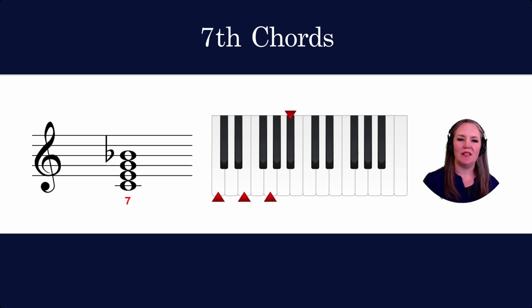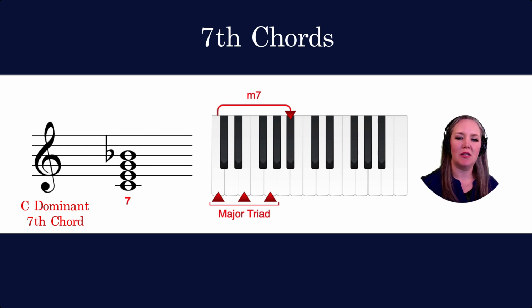So let's examine a C dominant seventh chord. C, E, G is the major triad. C to B flat is the minor seventh. When you combine those, they form a C dominant seventh chord. C, E, G, B flat.